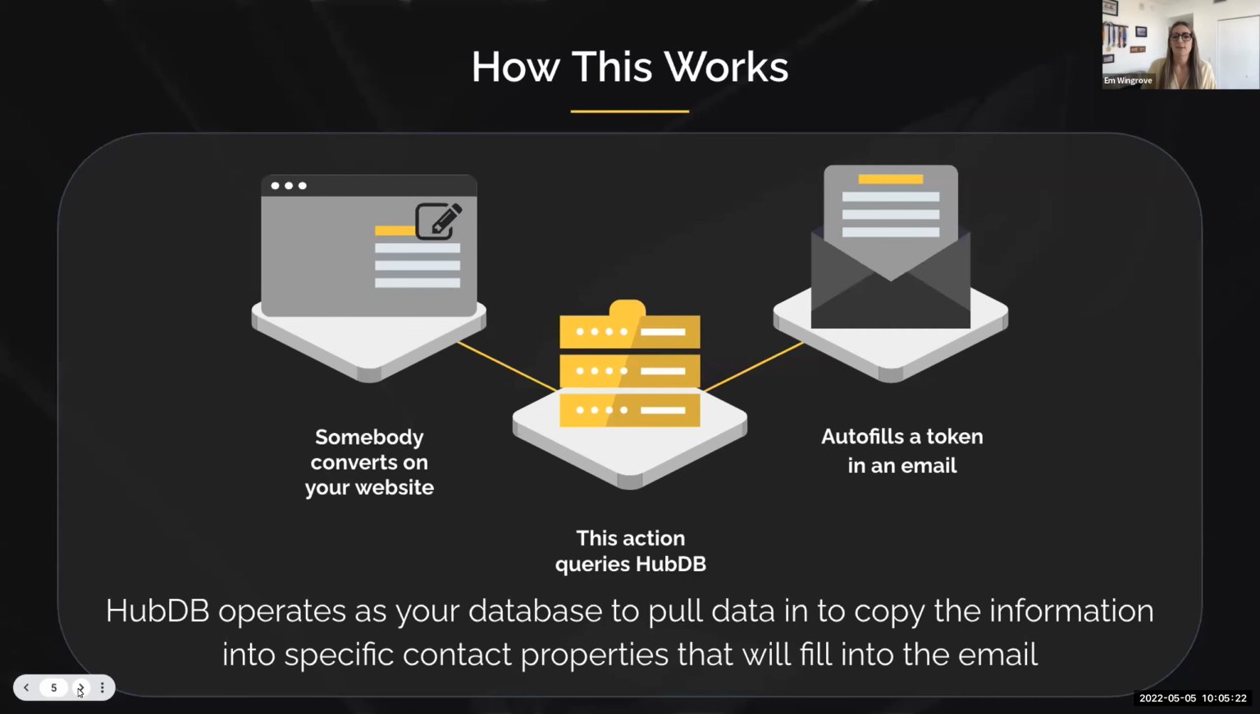So sounds like the big picture setup, and Jack, I'll let you take over here for the nitty gritty, but the big picture setup is somebody converts on your website, that action queries HubDB, puts the data into HubDB, and then autofills a token into an email. So it operates as your database to pull in information and then use that for personalization in email.